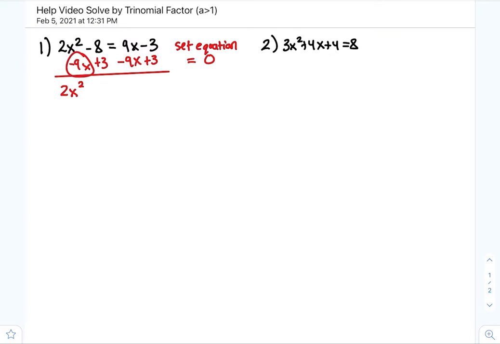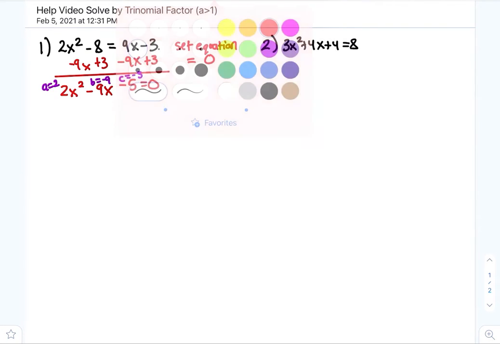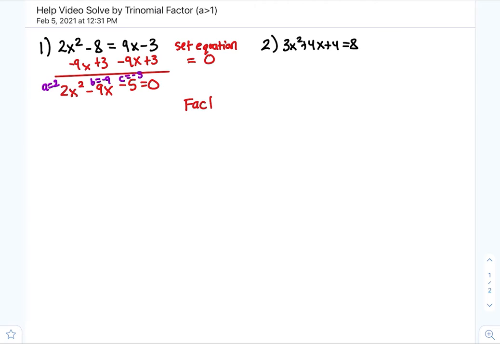Now, this negative 9x, you can't combine like terms, but these certainly can. Negative 8 plus 3 is negative 5, and all of that is equal to 0. Now, a is 2, b is negative 9, and c is negative 5. And what we do is we are going to factor.